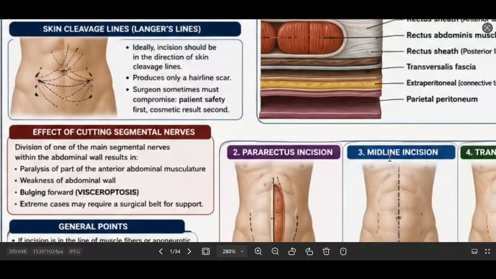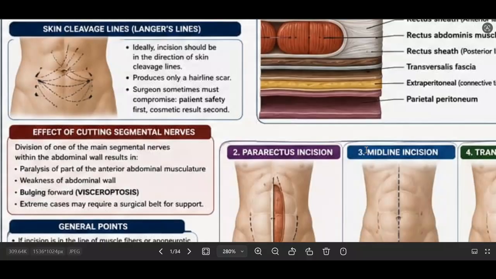If the incision is performed along these lines, there will be a smaller scar, a better cosmetic appearance, faster healing probability, and less wound tension. But sometimes the surgeon must compromise, because the situation demands it. Now what does that actually mean?